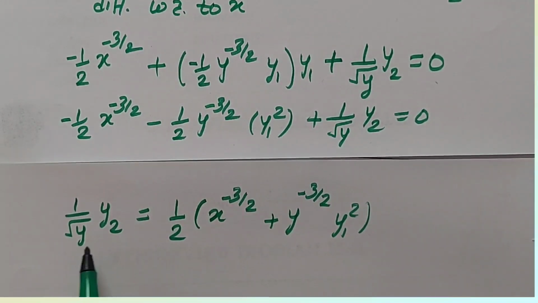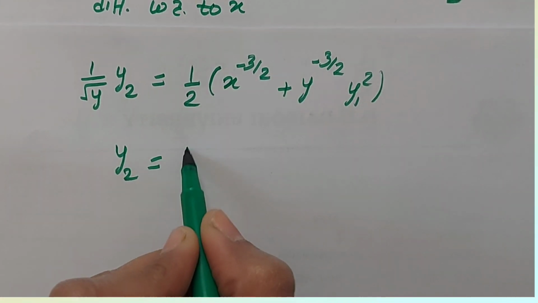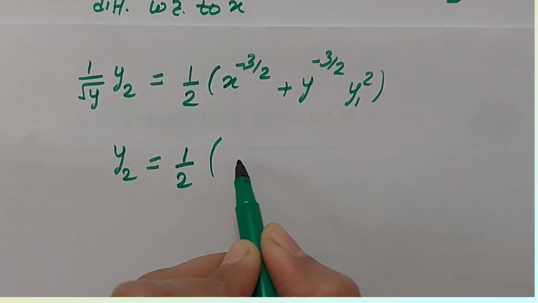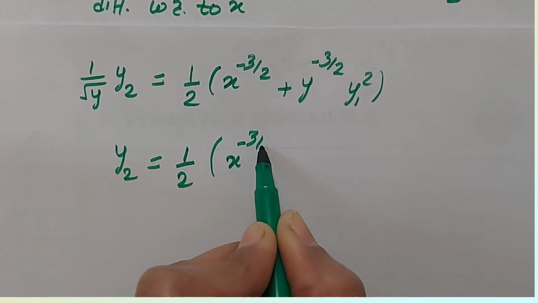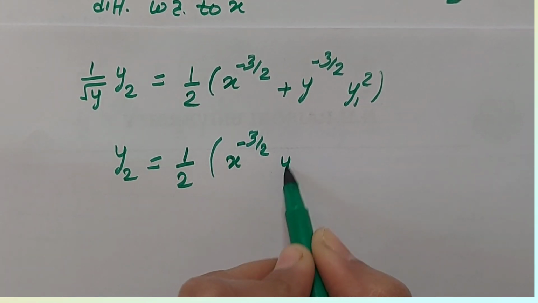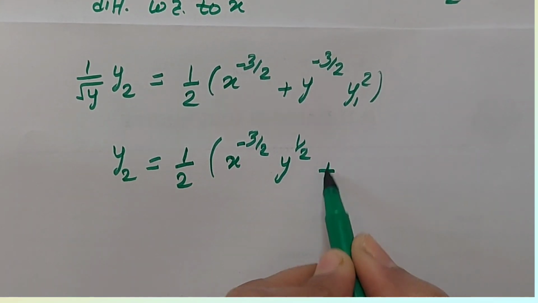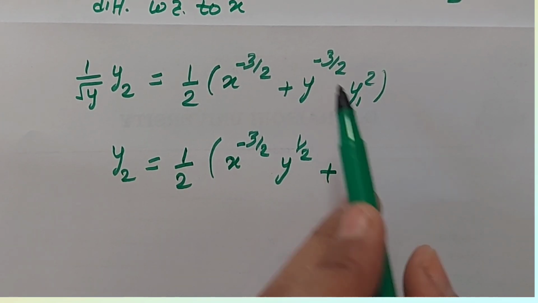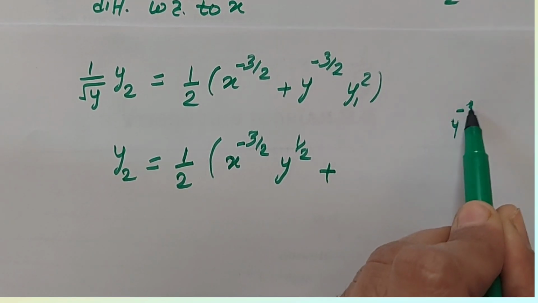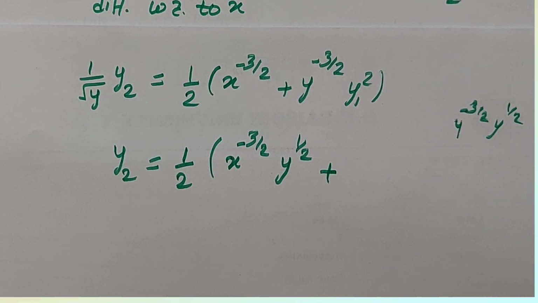Now multiply by under root of y throughout, then we get y2 is equals to 1 by 2 in bracket x raised to the power minus 3 by 2 into under root of y, that means power is 1 by 2. Then plus we are multiplying under root of y, so here it is y raised to the power minus 3 by 2 and we are multiplying by 1 y raised to the power 1 by 2.